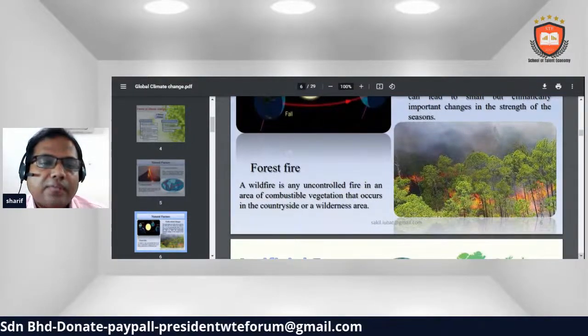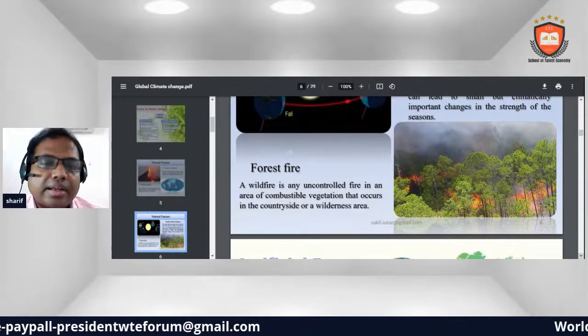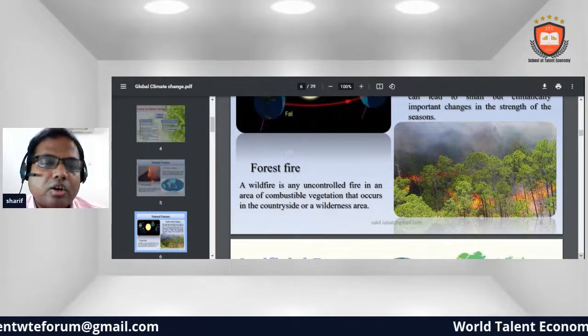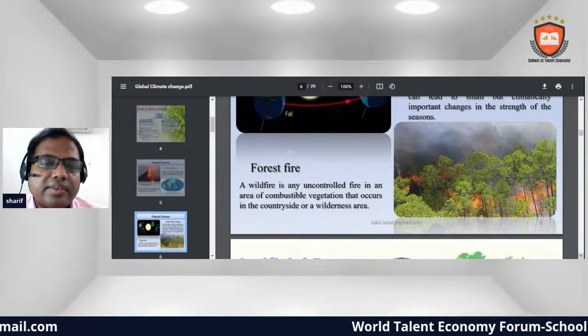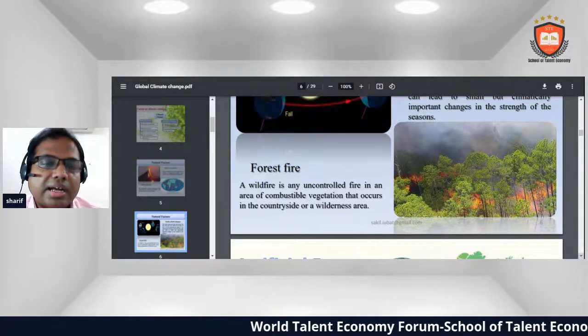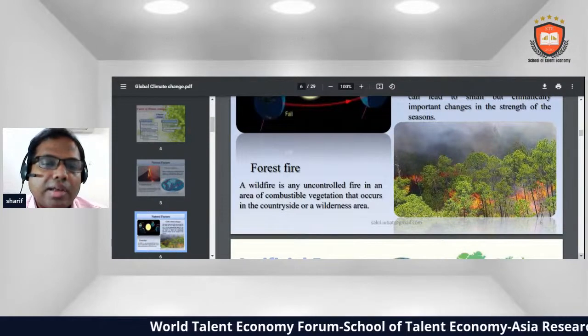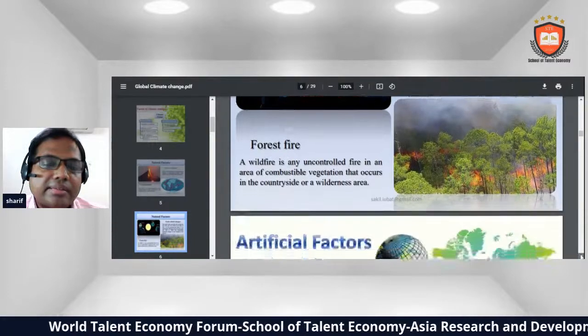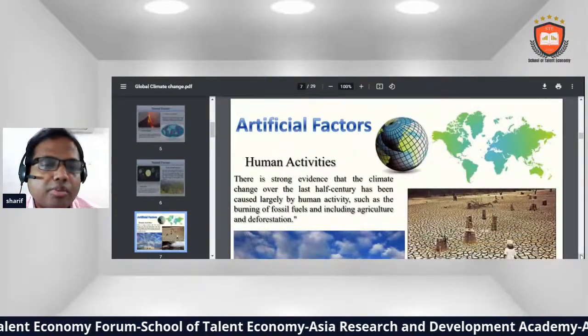Forest fire. A wildfire is an uncontrolled fire in an area of combustible vegetation that occurs in the countryside or wilderness areas.